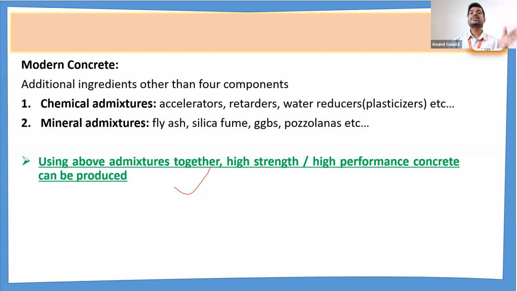Why are we going to add these extra materials? To improve the property of ordinary concrete. See, every time we cannot adjust with the basic properties, basic specifications.